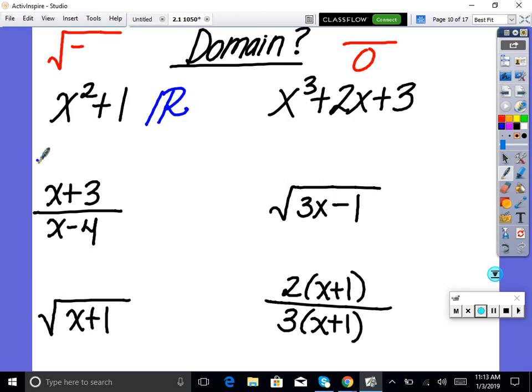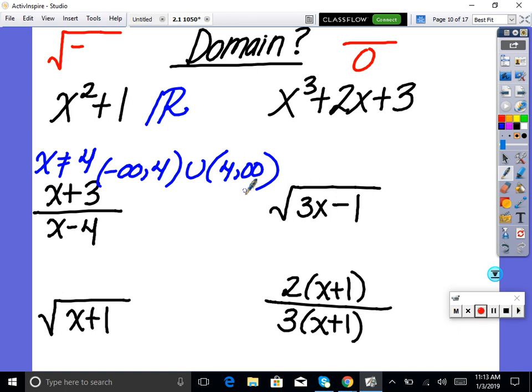The restriction is x cannot be 4. So you'd write negative infinity up to 4. Jumps over, union, 4 to infinity. All good? All right, right here, our domain is what? Negative 1 to infinity. Do you guys see how to do the algebra? Set what's underneath. X plus 1 needs to be greater than or equal to 0. Subtract 1. All good.